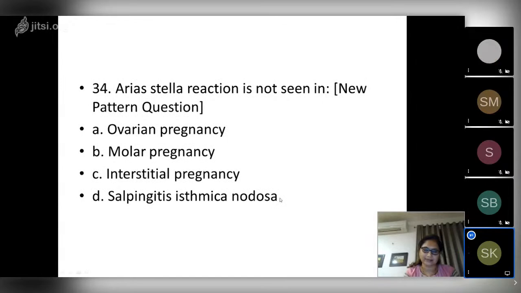Right. So this is one pathological condition which results because of repeated pelvic inflammatory conditions, especially the infection of the tube. Whereas all other three options here are ovarian pregnancy, molar pregnancy, interstitial pregnancy, some or the other form of pregnancy. So if you can just think commonly about what could be the possible answer, this is the one which is not related to any of these, right? So even if you guess, you should be able to guess it right, that this is the answer for this question. Yes or no?